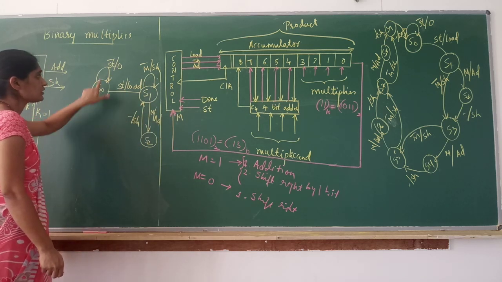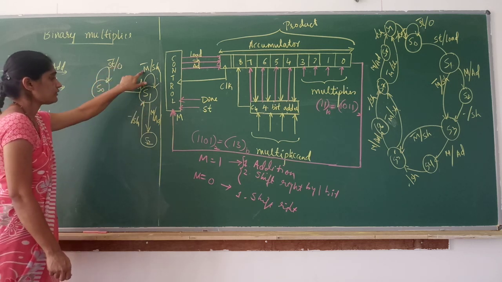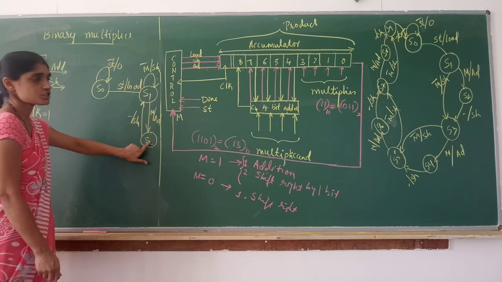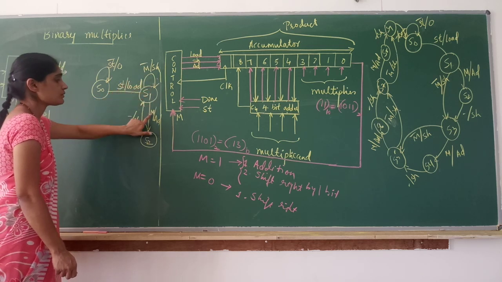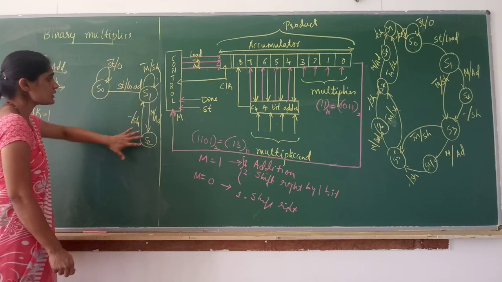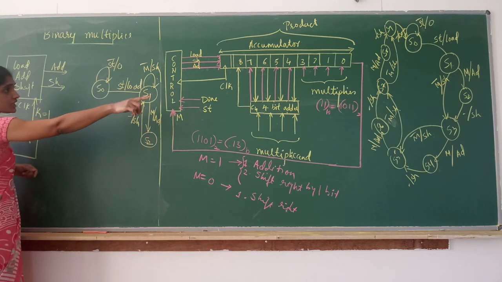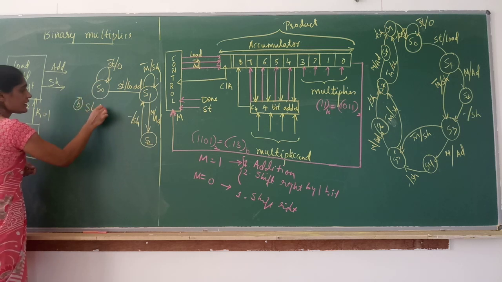S0, if start is 0, no signal. If start is 1, load. If m is 0, just shift. If m is 1, add, go to S2, again shift. Again it will check the value of m. If m is 0, shift. If m is 1, add, shift. So this will continue until we have k as 0. This process will continue until k is equal to 0. So this is that state diagram. We can take it as the first state diagram. This is the state graph.